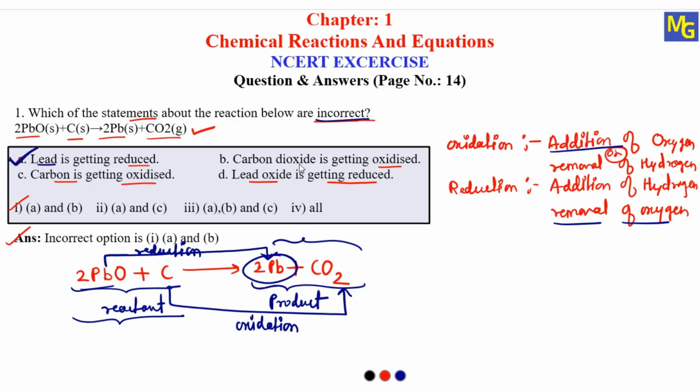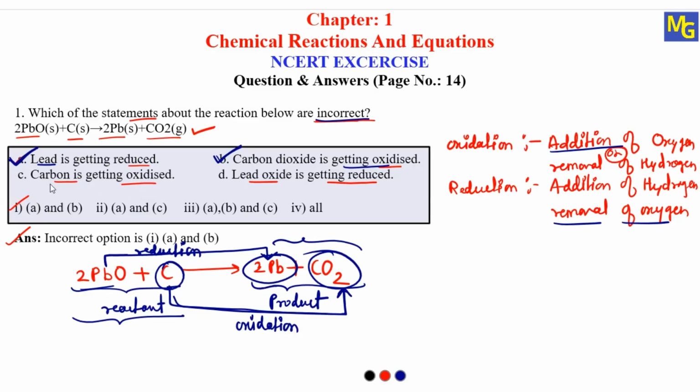Second one: carbon dioxide is getting oxidized. Where is carbon dioxide? Carbon dioxide is again on the right-hand side, so it is not undergoing any oxidation process, because it is present on the product side. That's why this is also an incorrect statement. Now if you say carbon is getting oxidized, this is carbon, it is undergoing oxidation and becoming CO2. So this statement is correct. Carbon is getting oxidized. From the answer point of view, this statement is correct.